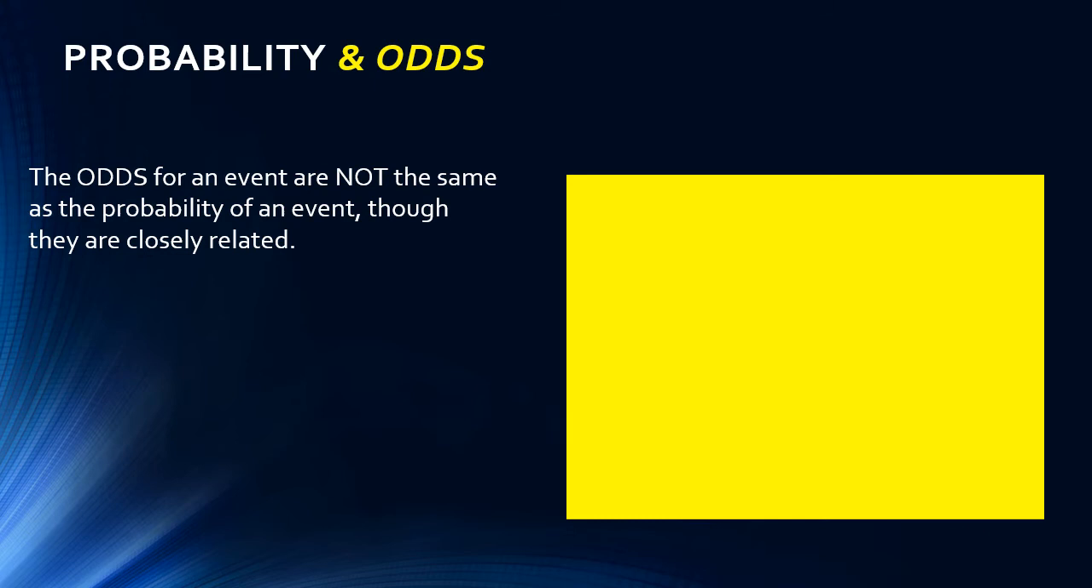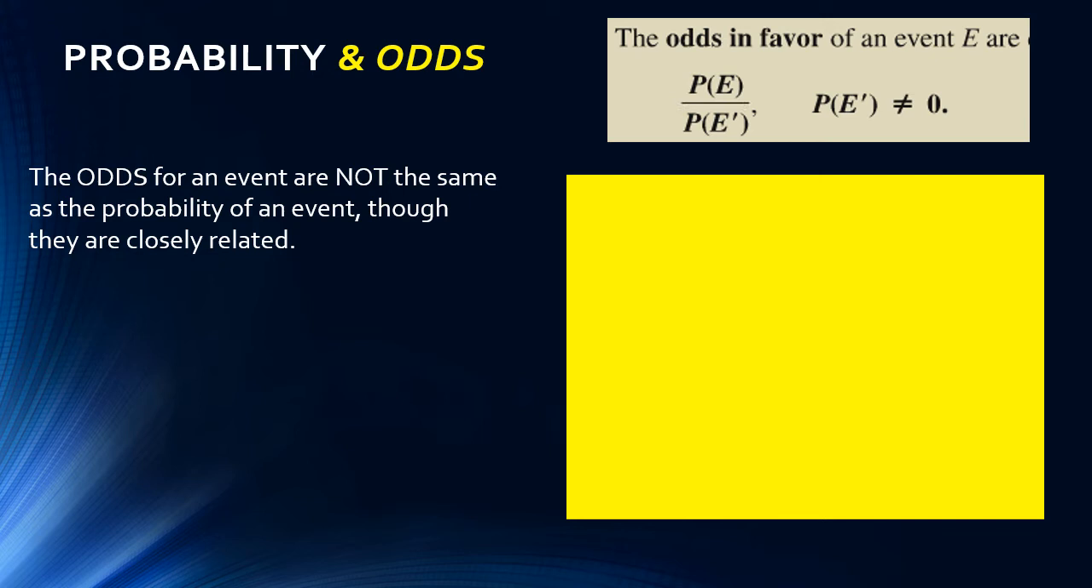Probability and odds are often confused and thought to be the same thing, but they are not the same thing for an event, though they are closely related. The odds in favor of an event are the probability for the event divided by the probability against the event.